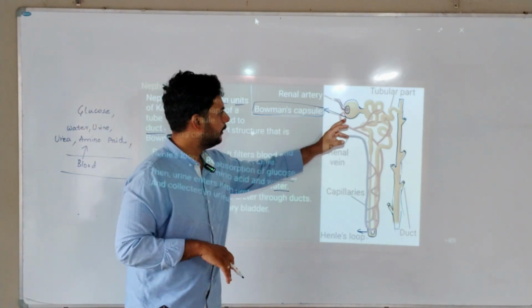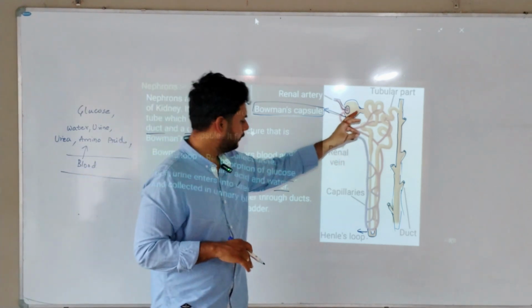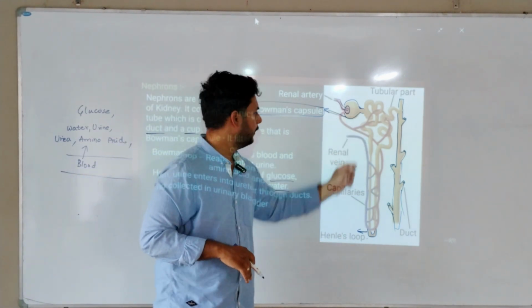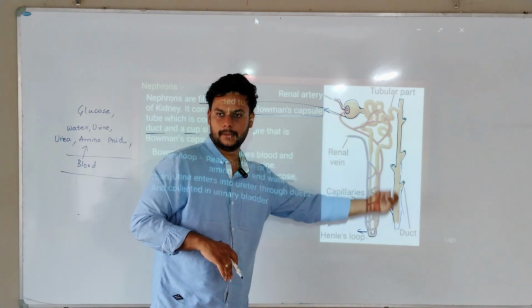Okay. Then all the waste, what does it do, where will it send it? It will send it to Henle's loop. Henle's loop is this tube-like structure, yellow color.